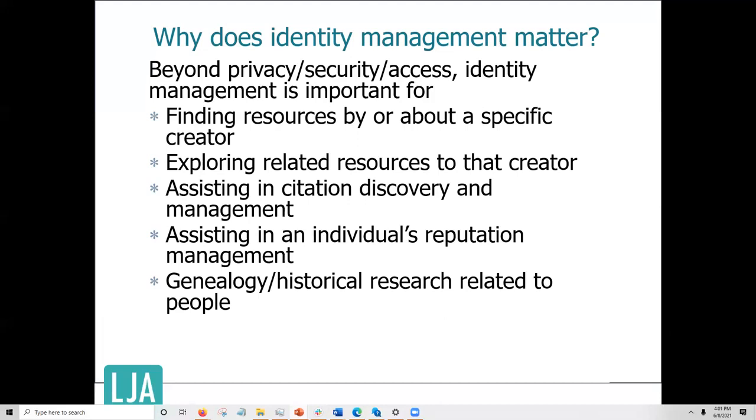It can also be helpful for genealogical or historical research related to people. And I think that's especially true when you start looking at historical resources, digital archives, things like that. So identity management, and being able to manage at a metadata level the various identities that people have, and to think about, like we saw with that Prince example, how do we bring all those different variations of a name together?